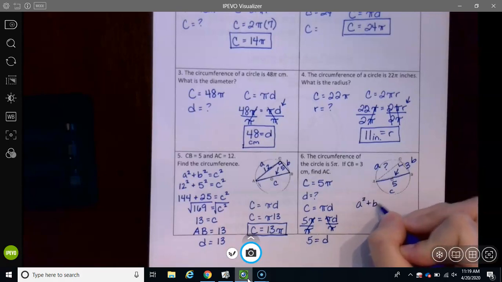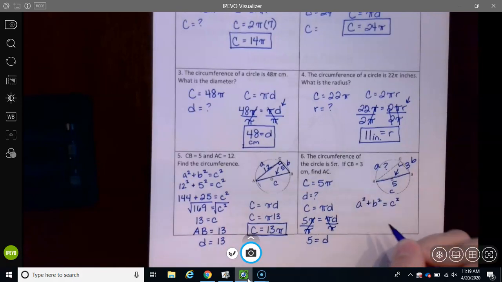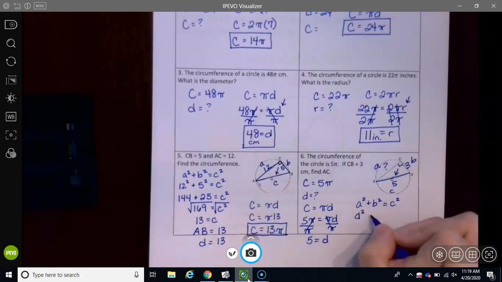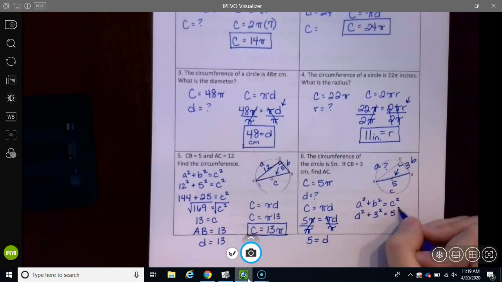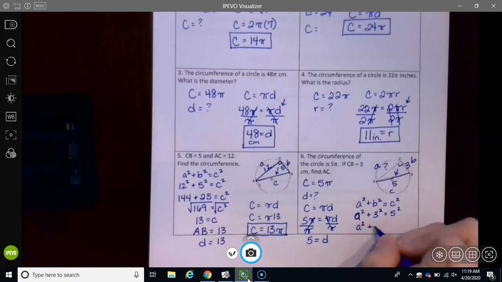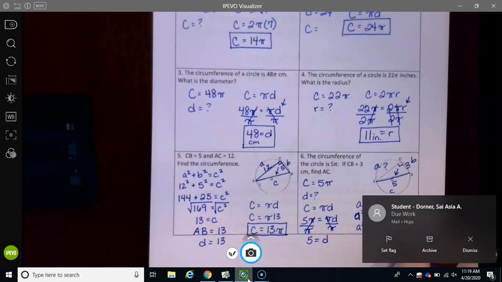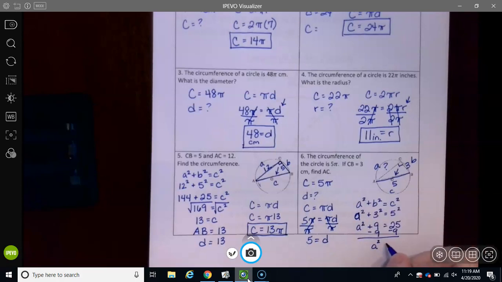So A squared plus B squared equals C squared. A is the side that we don't know, and B is 3. So that's 3 squared, C is 5, so that's 5 squared, and then just solve for A. So we have A squared plus 9, because 3 squared is 9, is equal to 25, because 5 squared is 25, and then to get that A squared by itself, I need to subtract 9 from both sides.